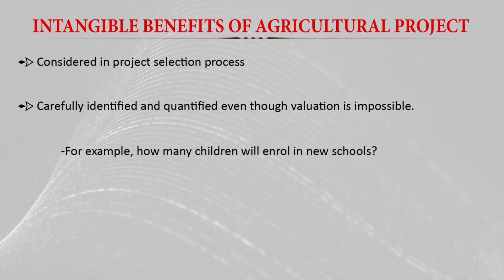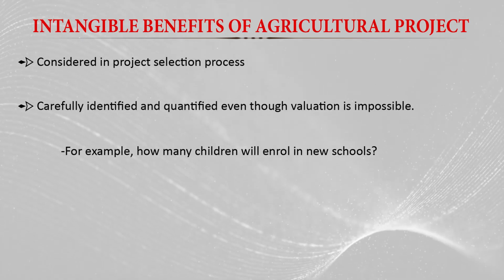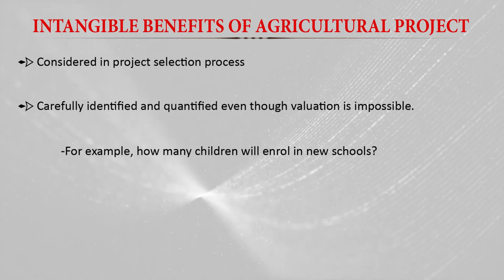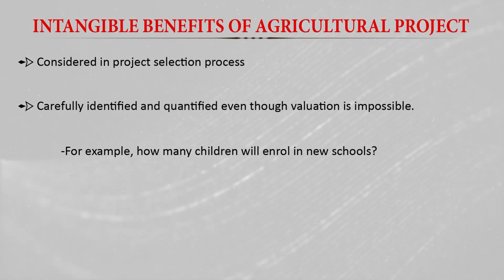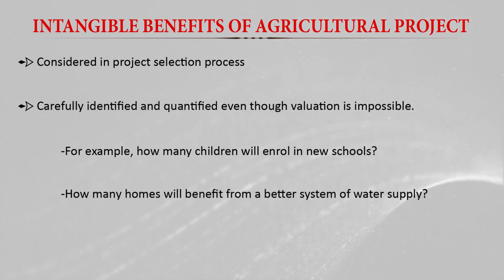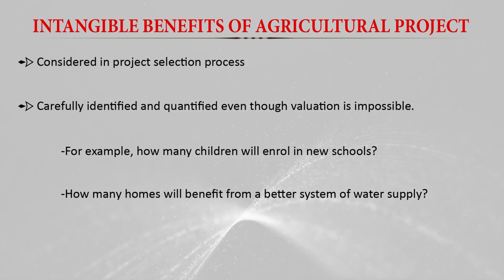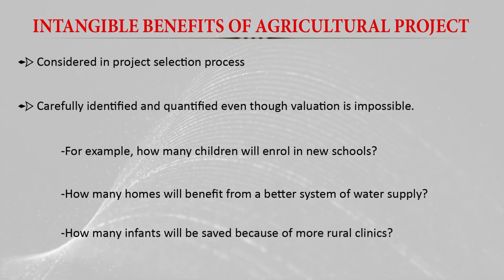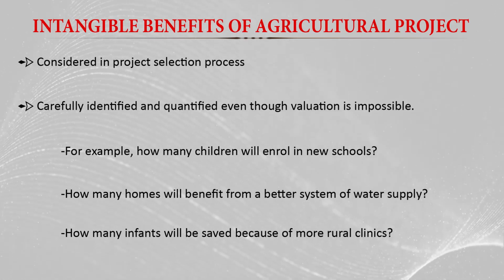So for example, how many children will enroll in new schools, we don't know. If you are creating a new school, how many children will go, we cannot measure easily, and particularly in monetary terms it is very difficult. How many homes will benefit from a better water supply system, we can't easily measure in terms of monetary value. Then how many infants will be saved because of more rural clinics, very difficult.